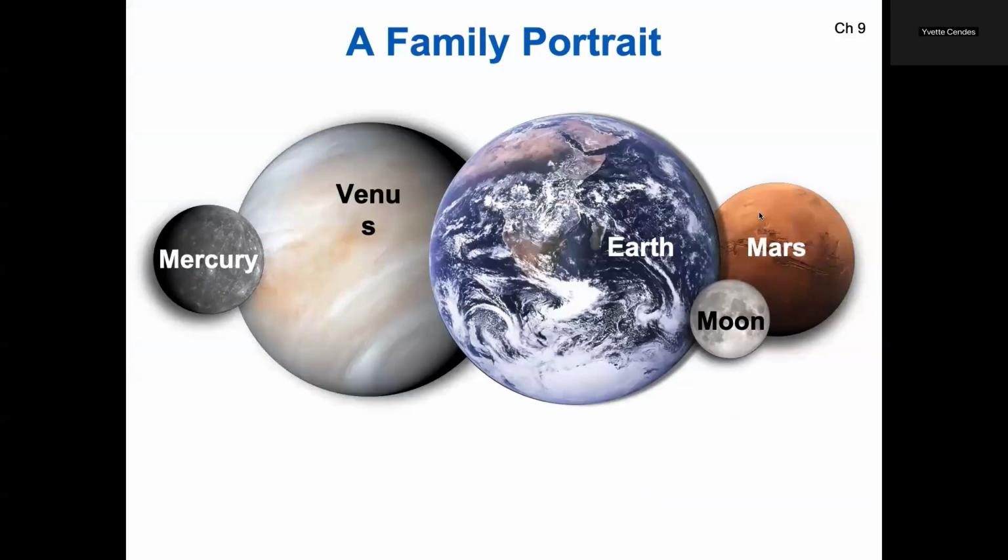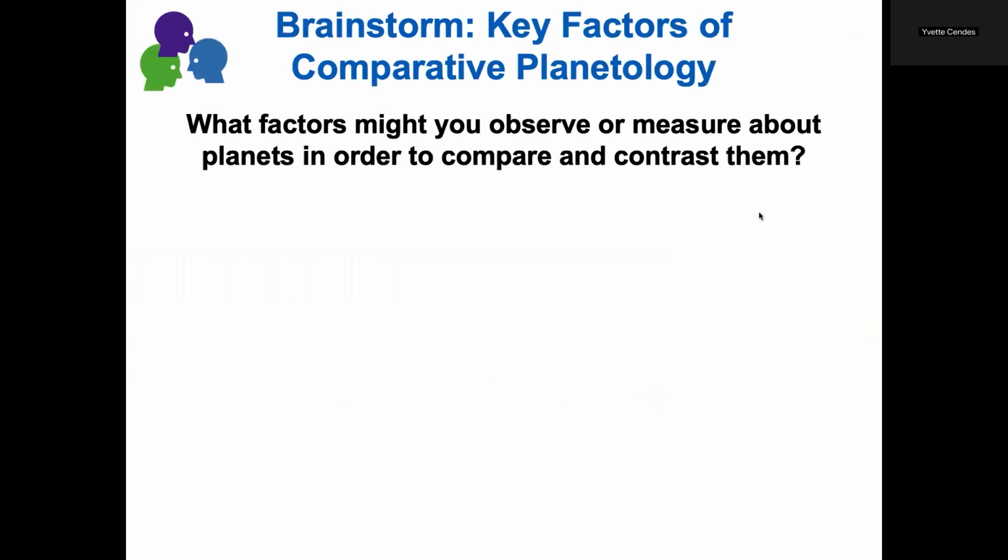So to begin with, here's a bit of a family portrait of those inner rocky planets. To remind you, those are the innermost four planets in our solar system: Mercury, Venus, Earth, Mars, and we get the moon as a bonus, our own moon. So if you look at these, I'm sure you guys can see that there's a lot of different things about all these different planets. And I want you guys to think about this a bit in more detail right now.